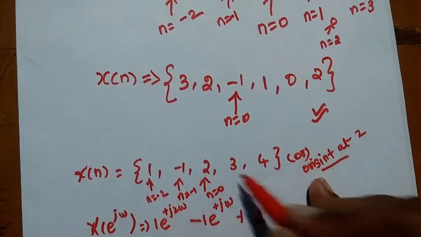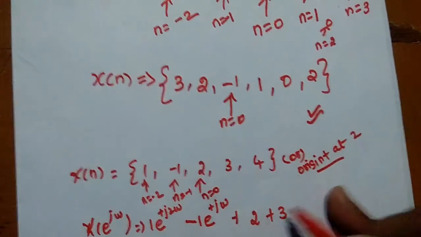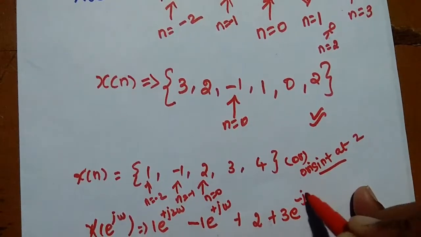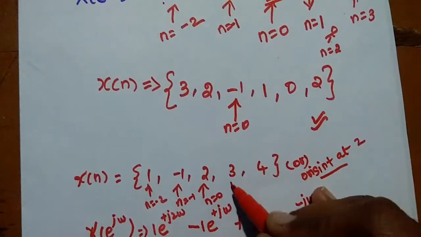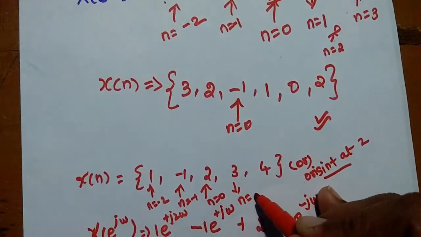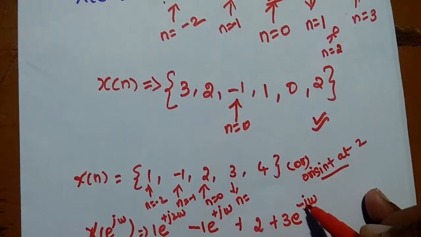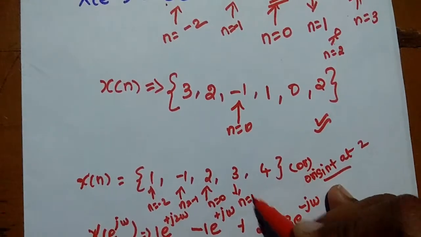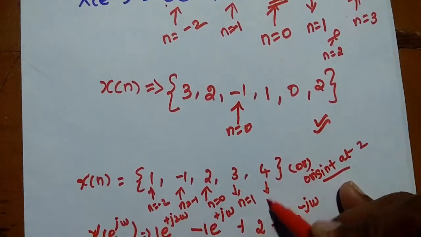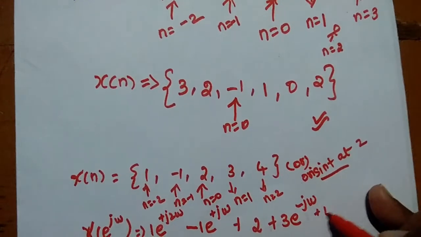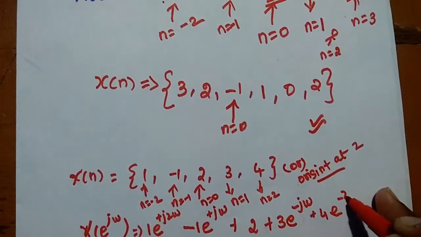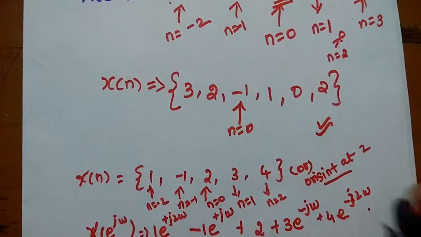So the next value of this origin is 3. So plus 3 e power minus j omega. Correct. Because the positive side represents the minus power of the exponential. So here it is n is equal to 1. This is n is equal to 2. We can write 4 e power minus j2 omega. So this is the answer.